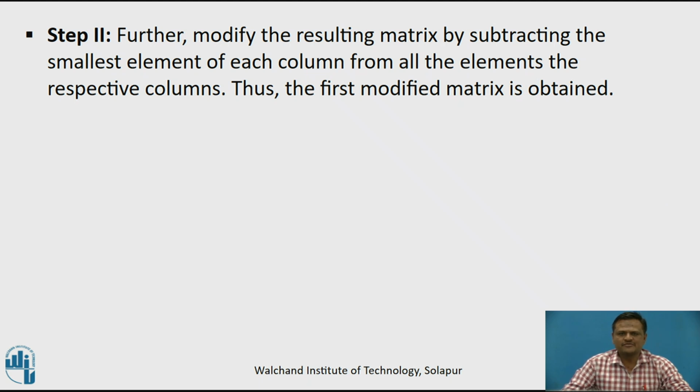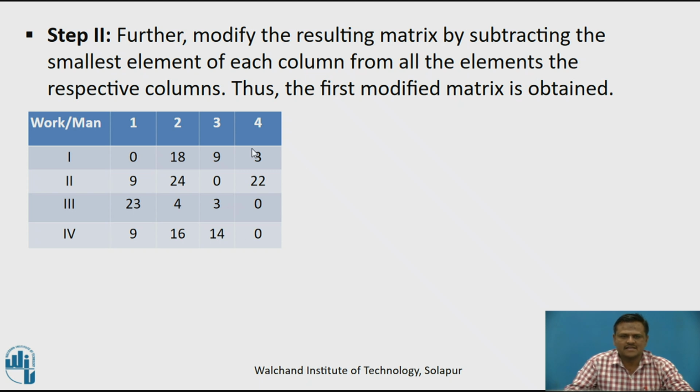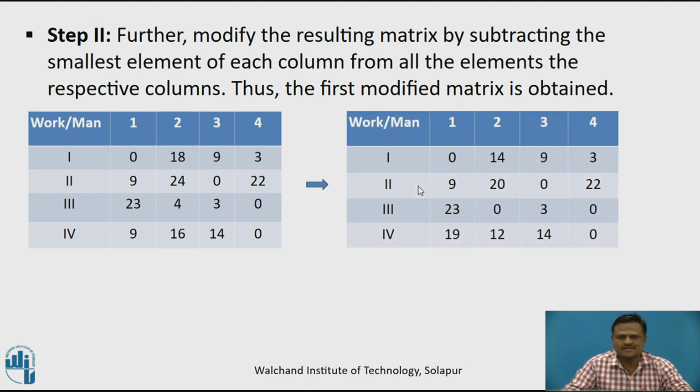Now step number 2 is we need to modify the resulting matrix obtained in the first step by subtracting the smallest element of each column from all the elements of the respective columns. So the previous matrix is taken here for our reference. Now if we apply step number 2 to this matrix, we get the next updated matrix, that is this. Here you can see column wise we need to apply step number 2. In the first column you can see the smallest element is 0. Hence if you subtract the smallest element 0 from all the elements of the first column, there will be no difference. Therefore we got the first column as it is.